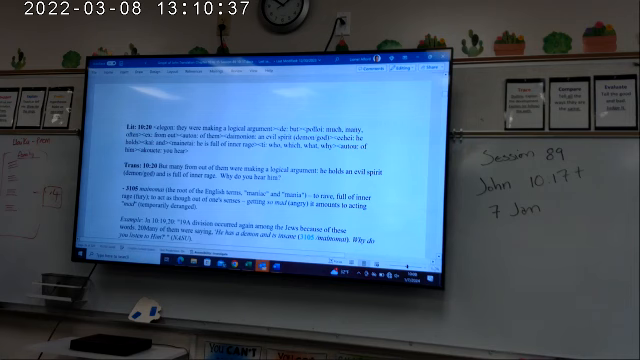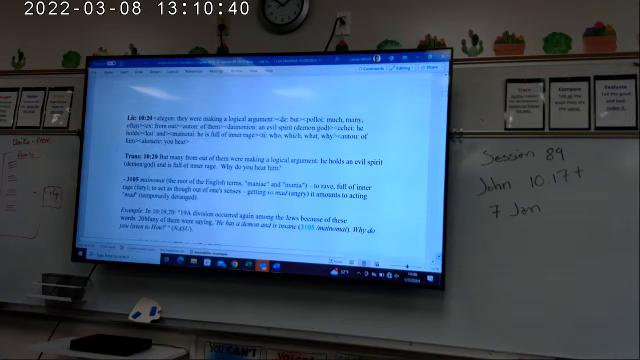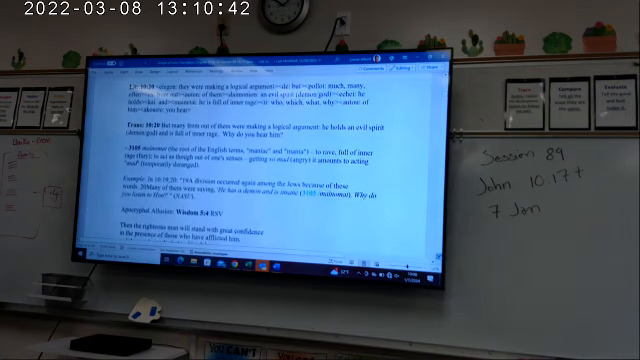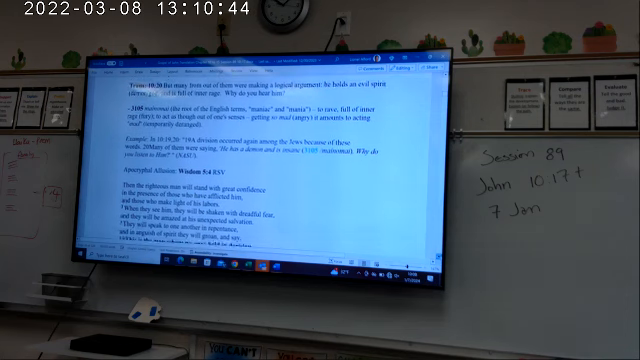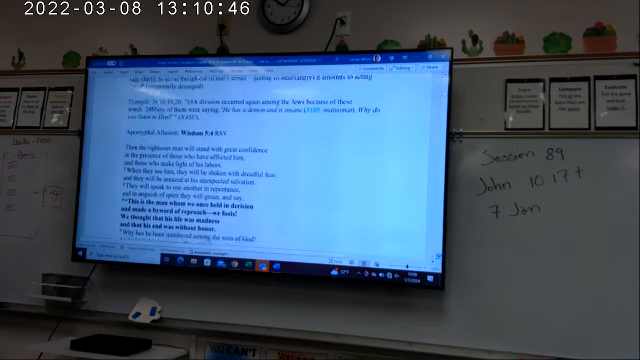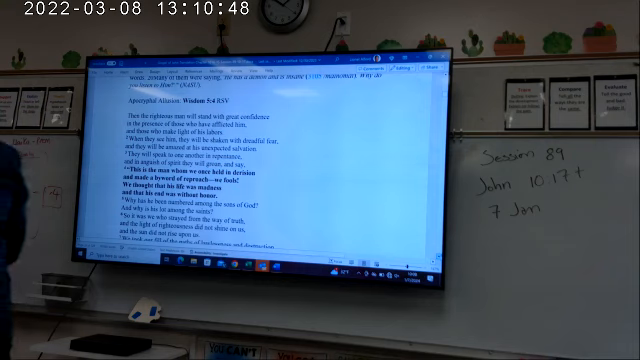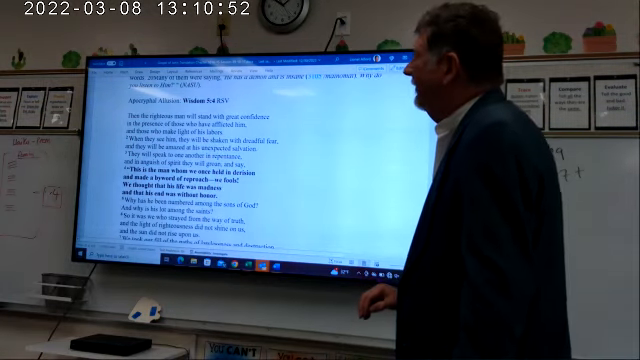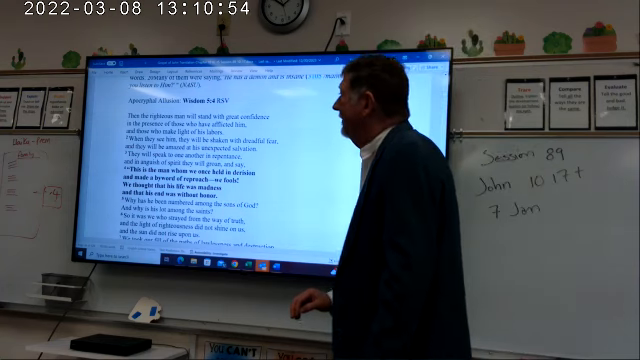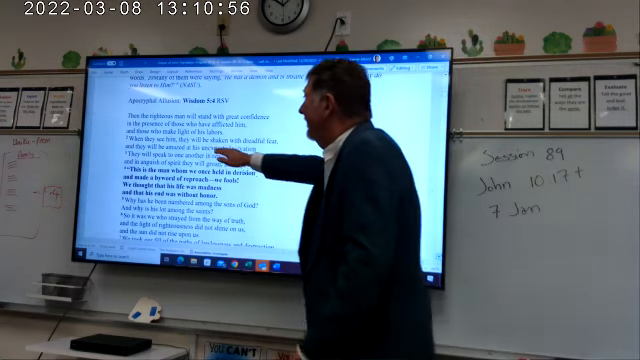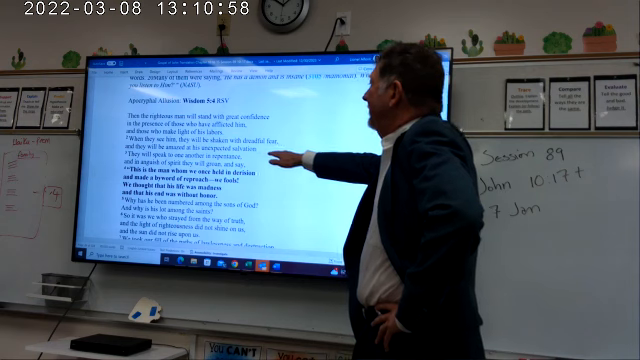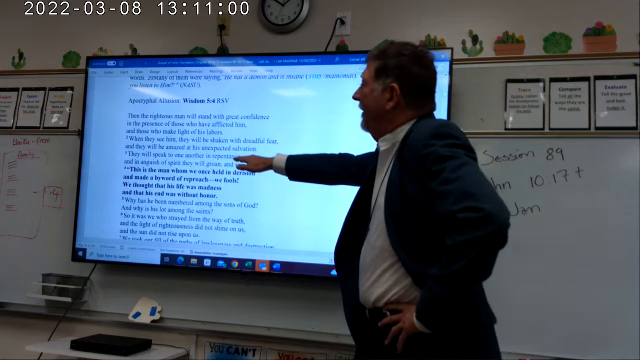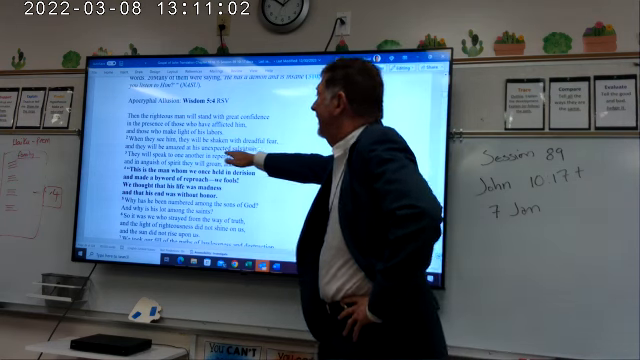Let's see, there's an example in the text. There is an apocryphal allusion in this. This is from Wisdom 5:4, the RSV. And the righteous man will stand with great confidence in the presence of those who have afflicted him, and those who make light of his labors. When they see him, they'll be shaken with dreadful fear. They'll be amazed at his unexpected salvation.